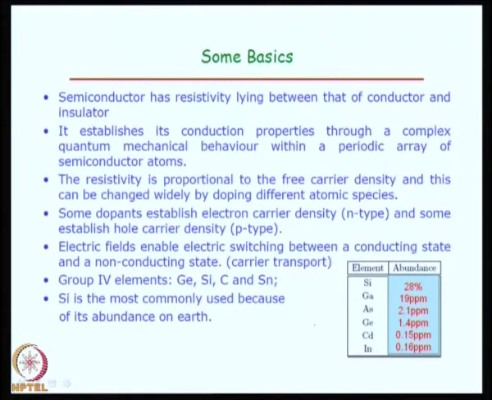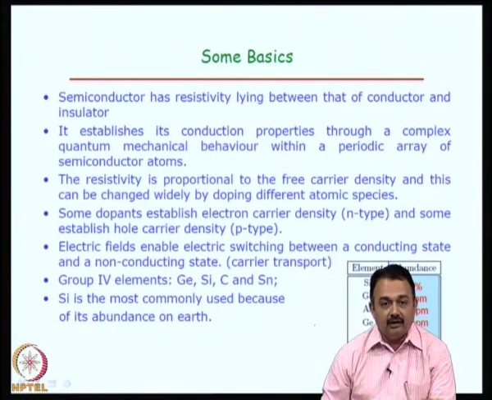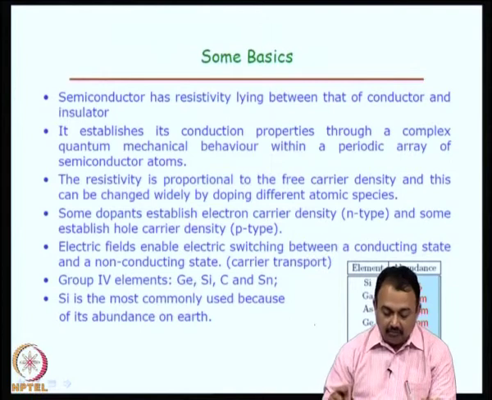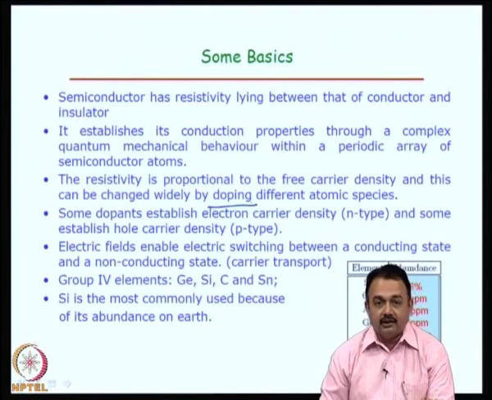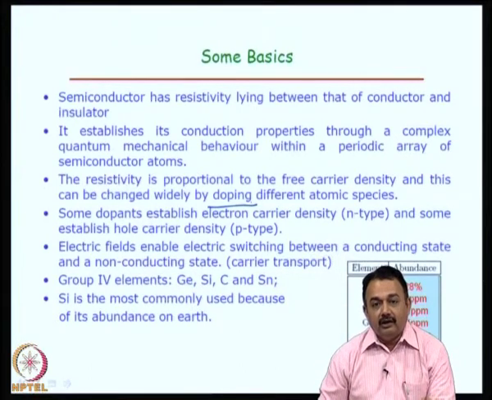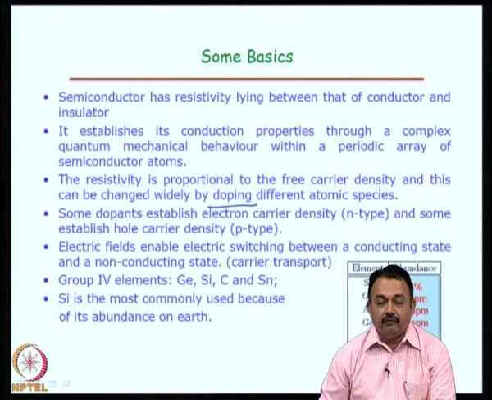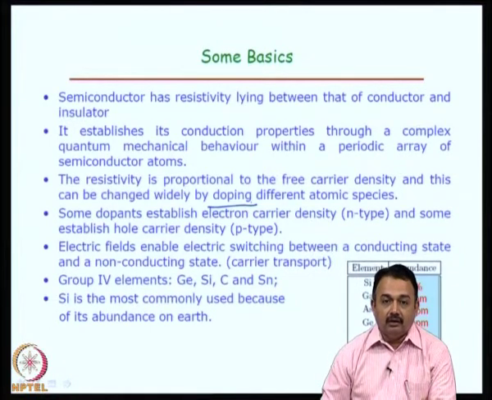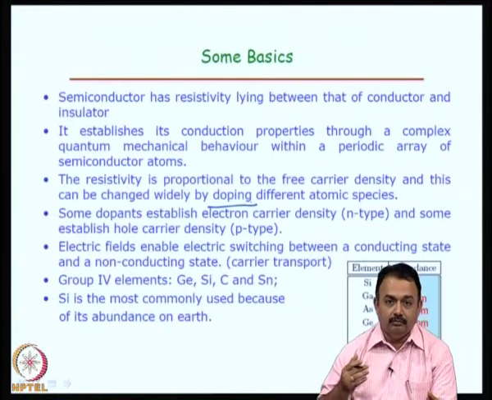Semiconductor has a resistivity lying between that of a conductor and an insulator. All of you are aware of that. It establishes its conduction properties through complex quantum mechanical behavior with a periodic array of semiconductor atoms. Now, the resistivity is proportional to free carrier density, and this can be changed widely by doping different atomic species. So, doping becomes a very important process. Selecting the dopant again becomes a critical thing to define the carrier density and the electron mobility that you can improve upon compared to basic silicon.